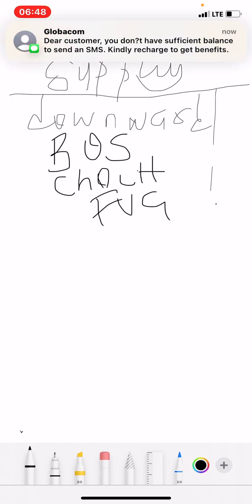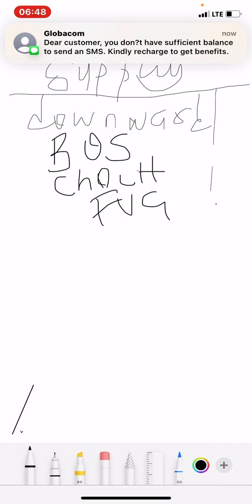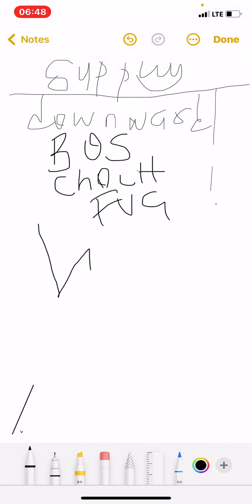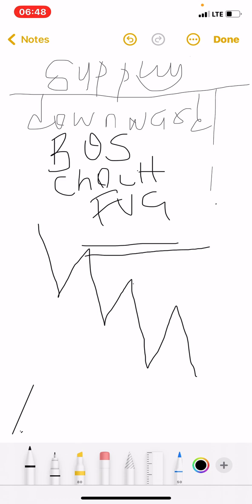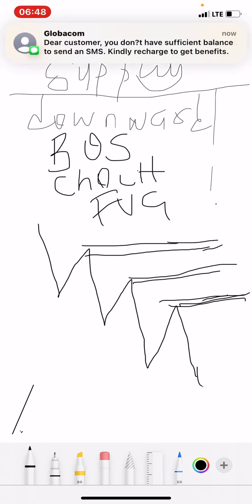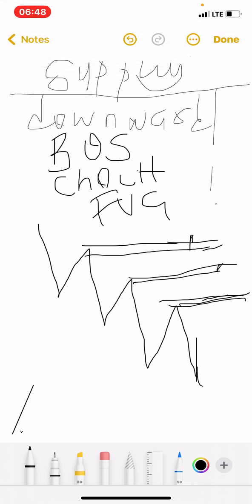So let's use a downtrend: lower low, lower high, lower low, lower high, lower low, lower high, lower low. If you check, this is our supply zone. So if you look at this now, price might not come to respect these zones here. It might come and respect all the supply zones here and start pushing downward.